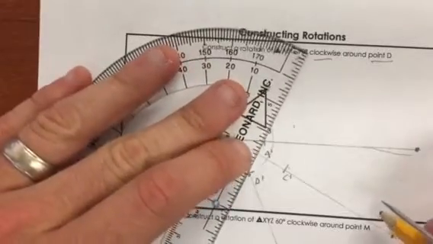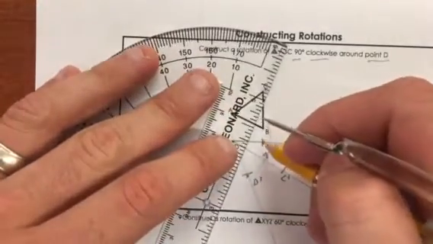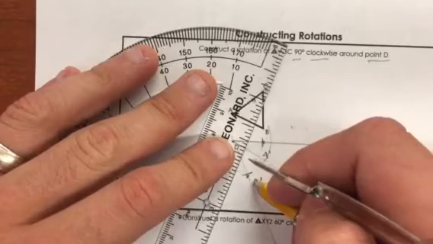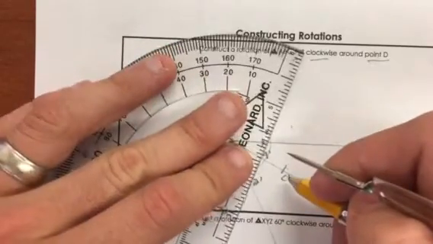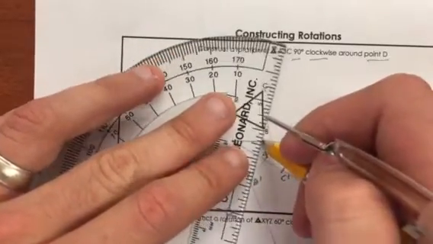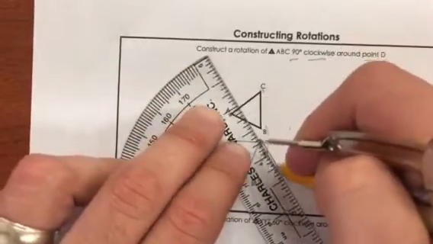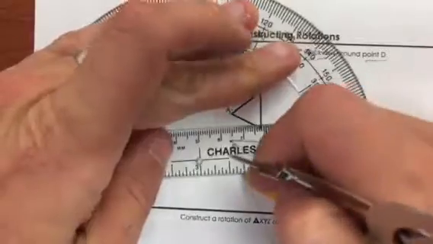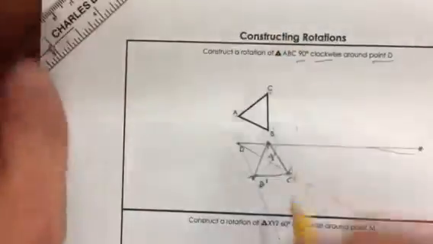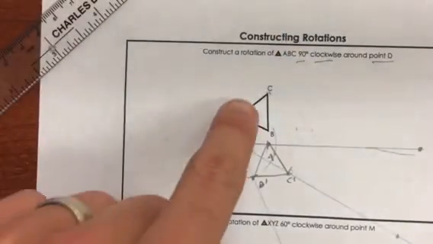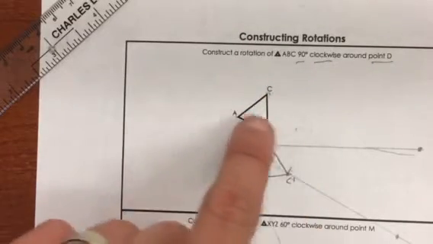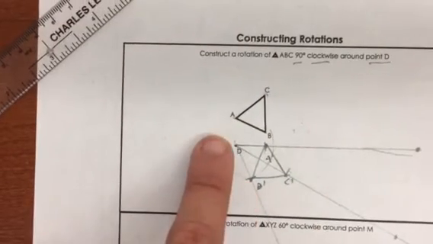Now all I have to do is connect my 3 points. So I have A prime, B prime, and C prime. Let's connect those up. Bam, bam, bam. And now I got myself a sweet rotation. So this has moved 90 degrees. See, all these points have moved 90 degrees around point D.